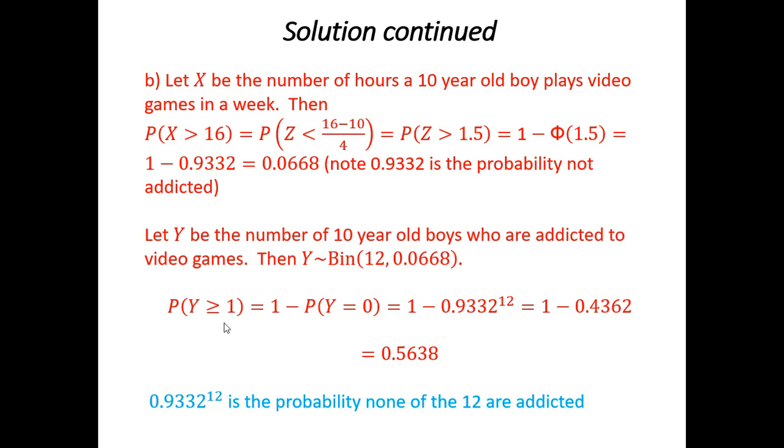Well, once again, it'll be easier to use the complement, right? I want 1 minus the probability y is equal to 0. If we were to do this without the complement, you'd have to figure out the probability exactly 1 is addicted, exactly 2, exactly 3, and so on. Much faster to do it this way.